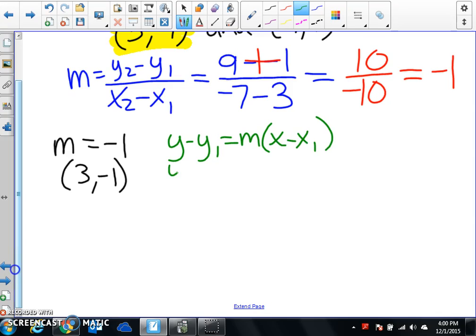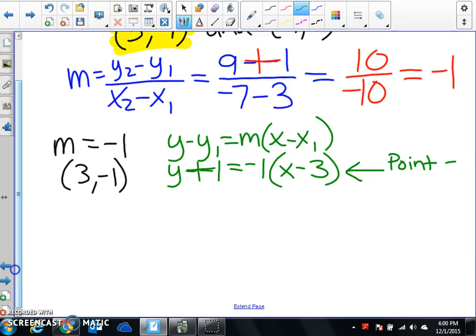Okay, so y minus a negative 1 equals negative 1 times x minus 3. Once I make that a plus, now I'm good. This is point slope form. Now I'm going to convert it into slope intercept.